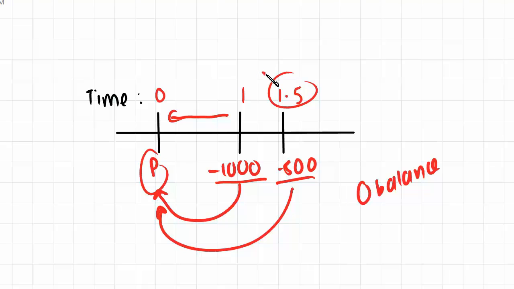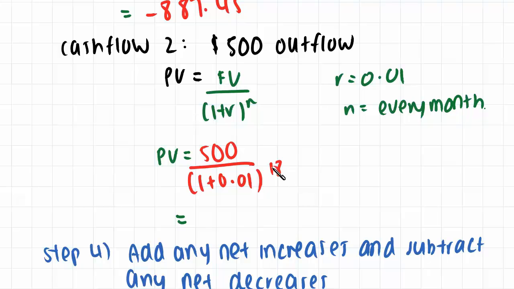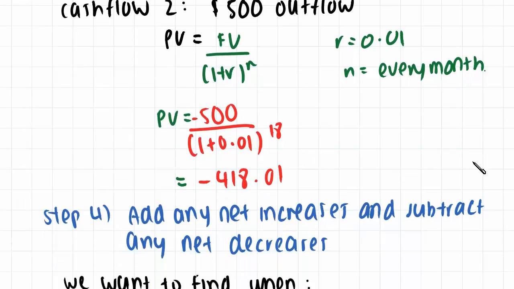So then if we move on to cash flow number 2, there's a $500 outflow, and the amount of discounting is 1.5 years back to the present value at time 0. So what we need to do is discount by 18 months, okay? There's 18 months, so again, put the future value on top, 1 plus 0.01, 18 months, all right? And that will give us a value of, again, we have to do the minus, just to make sure that we get the withdrawal right, all right?